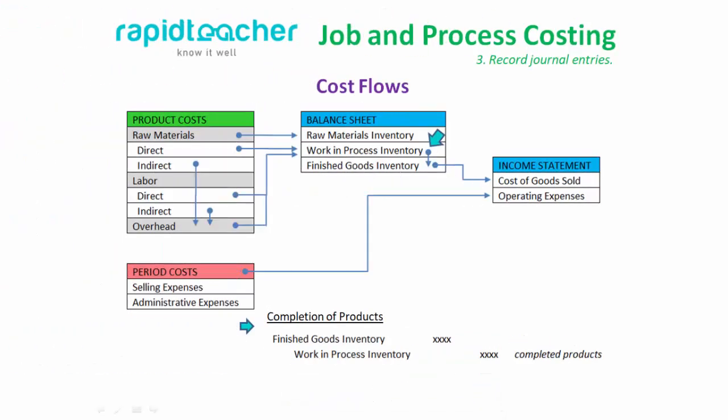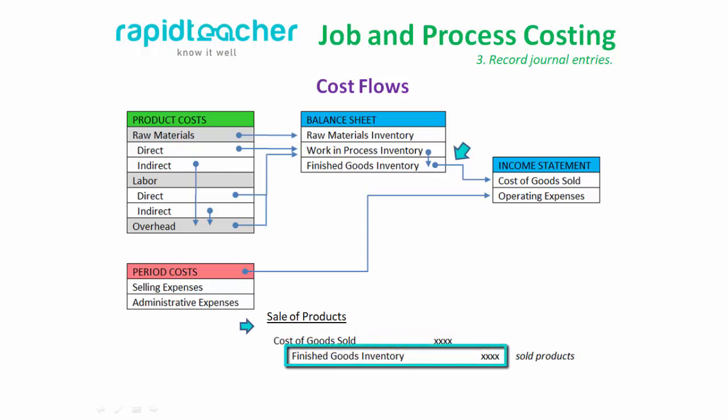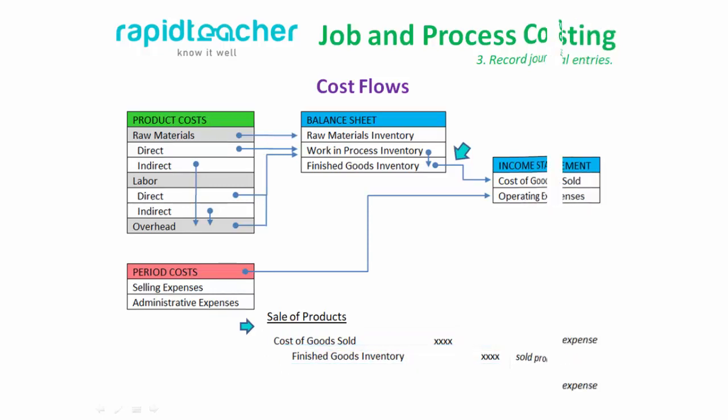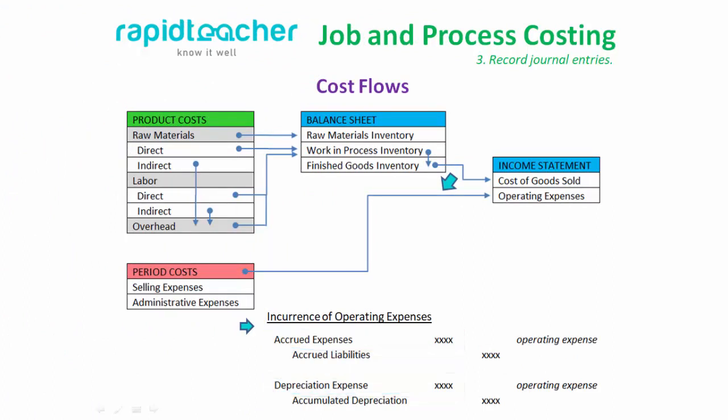As products are completed, their accumulated production cost is debited to finished goods inventory while reducing the work in process inventory with a credit. As products are sold, their cost of production is debited to cost of goods sold while reducing the finished goods inventory with a credit. The operating expenses are recorded as usual, but these are just two examples of those journal entries.